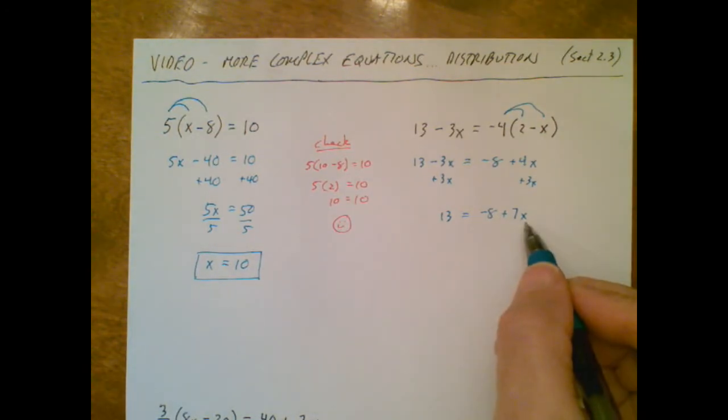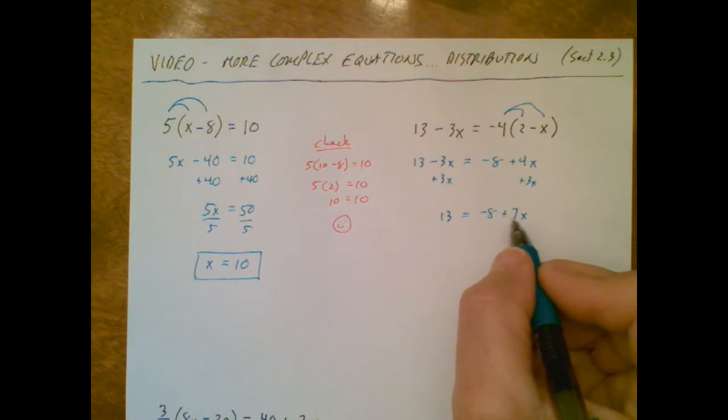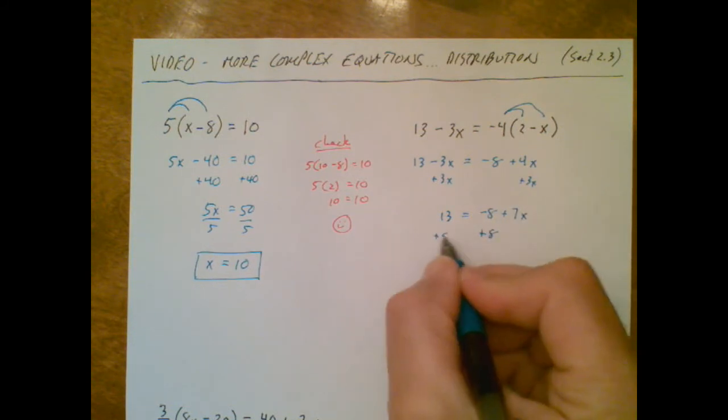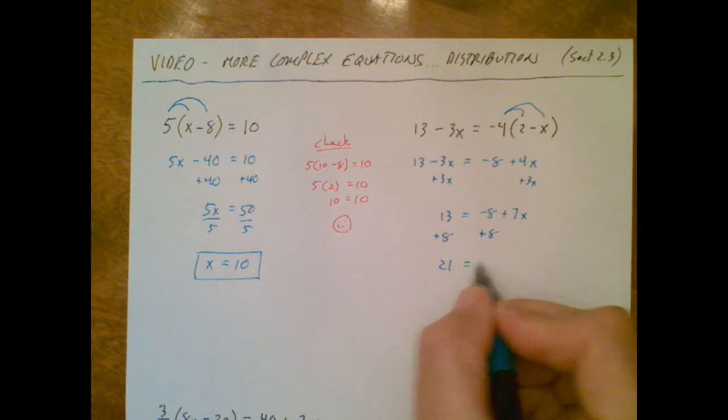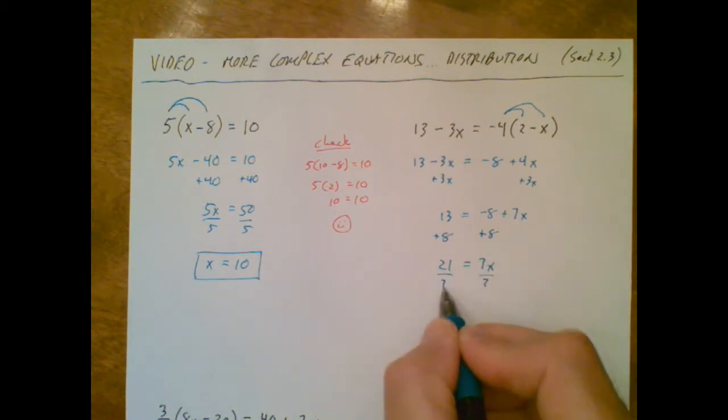I now have just x on the right-hand side. It's not anywhere else. So I need to get rid of the minus 8, but also the 7. Get rid of the minus 8 first. Now divide each side by 7.